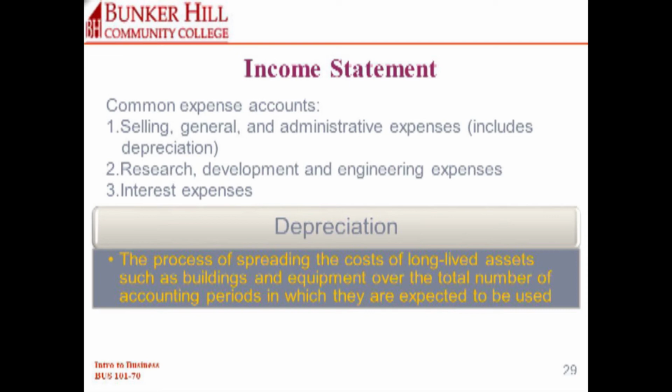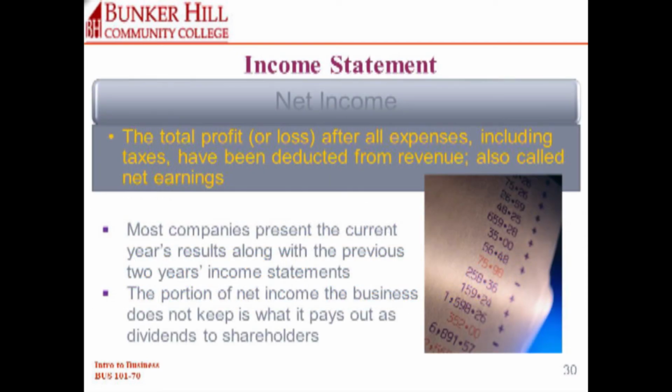So my equity could drop if the equipment that I have goes down over time because I'm using it and it becomes more run down. The income statement is noted on slide 30. Net income is your total profit or loss after you've done all of your expenses, including taxes and other fees.